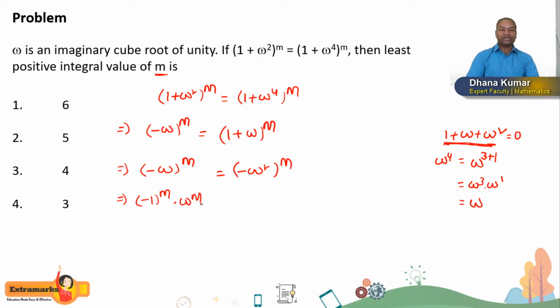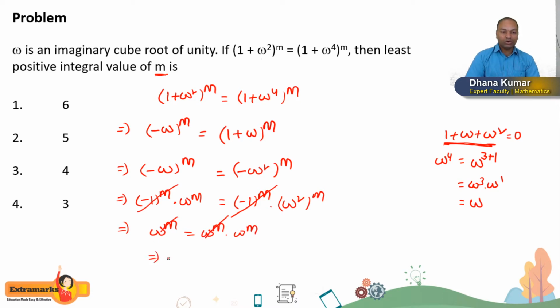Is it correct or not? Right. And the right side can be written as minus 1 whole power m into omega square power m. Fine. Now on both sides the minus 1 whole power m part cancels. Then the remaining is omega power m, that is equal to omega square power m. This can be written as omega power m into omega power m. Cancel. This implies omega power m is equal to 1.